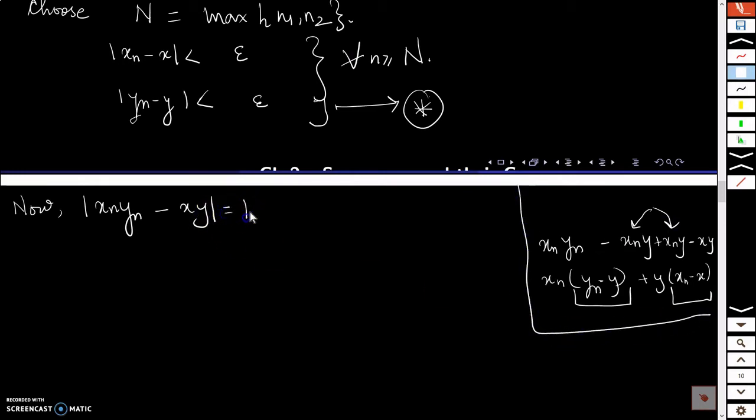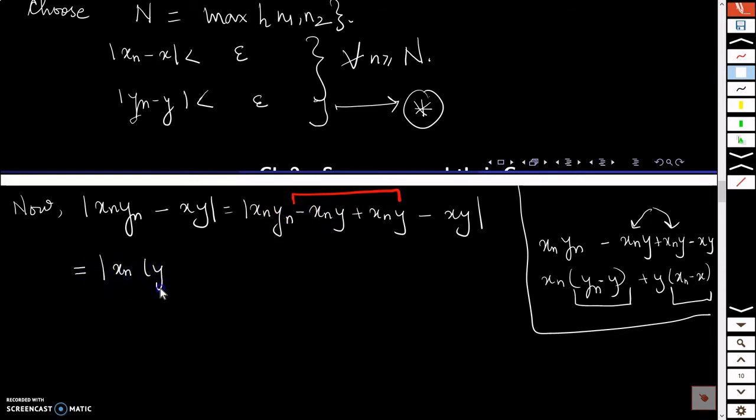So this is nothing but xy, and I will add the term xn y, subtract the term and add it, xn y, and then minus xy. Okay, so this is the term which I am highlighting in red, which I have added and subtracted. Add and subtract that. And now you can rewrite this as, you can take xn common, so that will be xn times yn minus y, plus from here you can take y common, and you will have xn minus x with you, right?